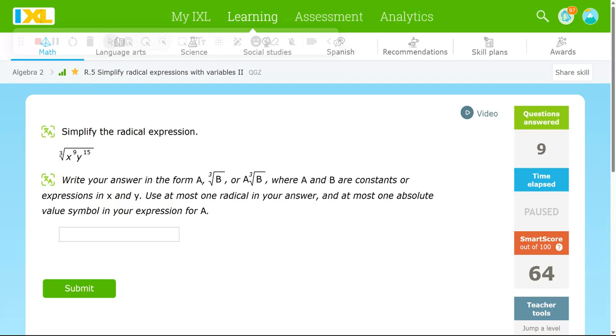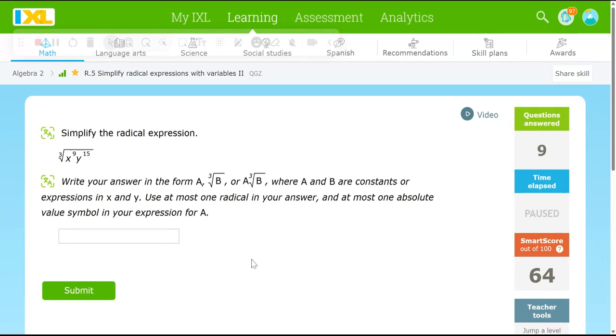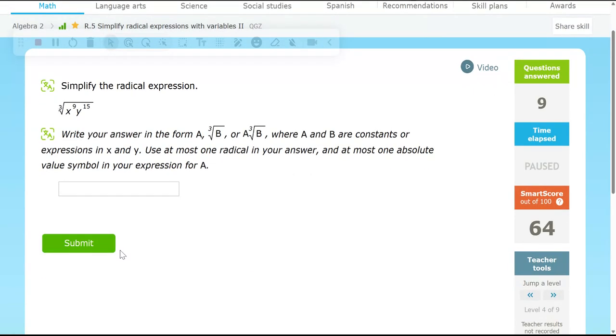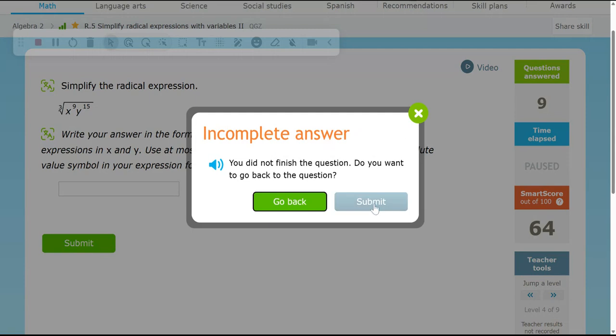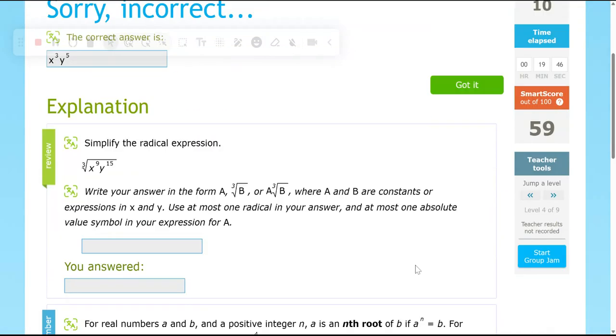You guys, if you don't know what to do, you submit and they will tell you how to do it. All right? Their way may be a little longer than mine. All right, let's take a look over here. For example, this, I don't know what to do. Pretend I don't know what to do. I submit. Voila.